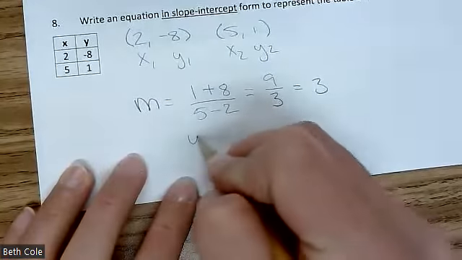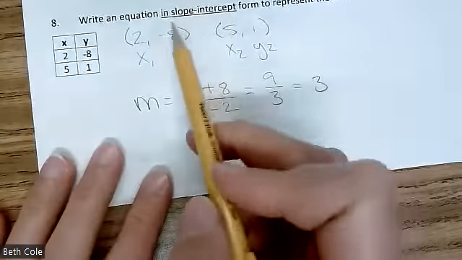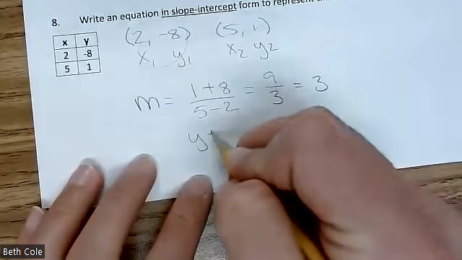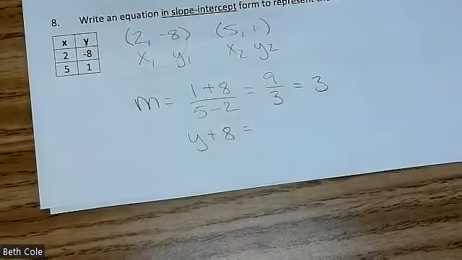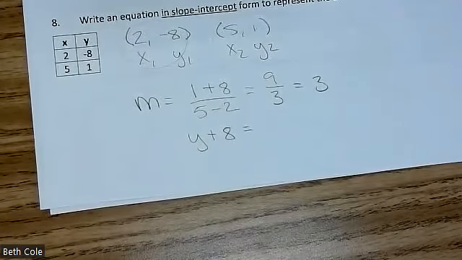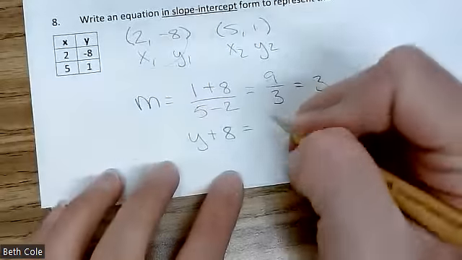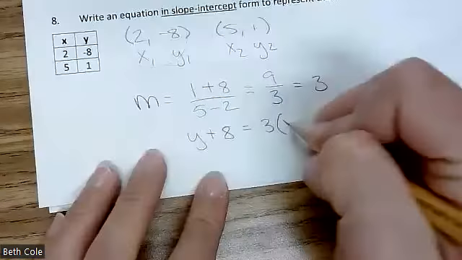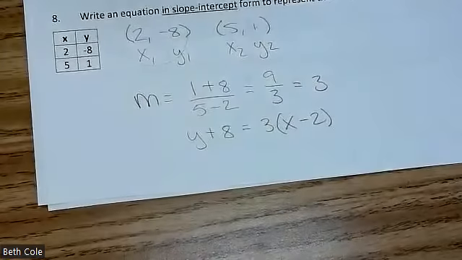It will be y minus what? We're going to use this first point. Y minus negative 8 will be plus 8. Good. Equals. You're just building the equation. What comes next? 3. Slope, which is 3. Good. Parenthesis. X minus 2.